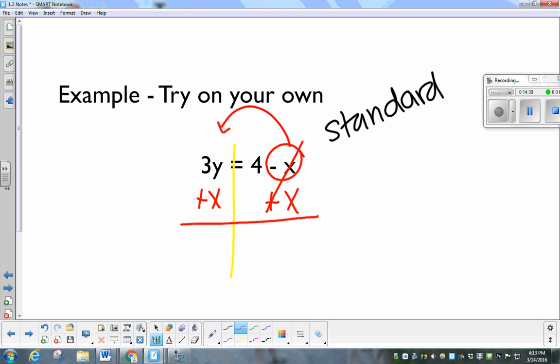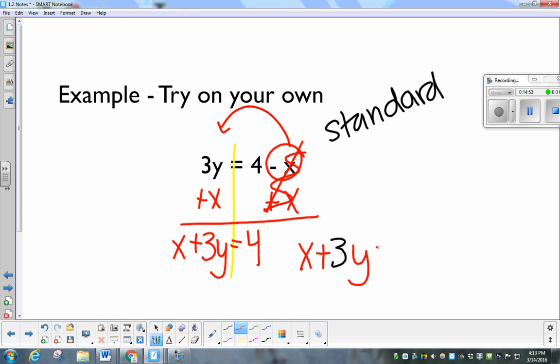Negative x plus x is 0. On this side, I want to write my term with the x first, so I've got x, a positive 3y, so plus 3y, equals, well, those went away, so all that's left here is 4. That's it. X plus 3y equals 4.